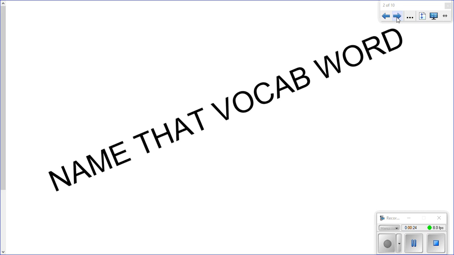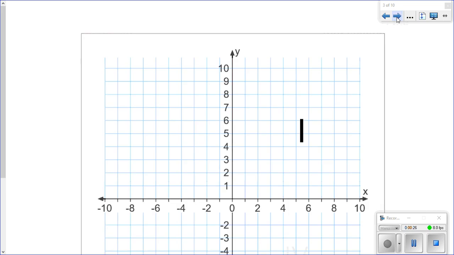Meet the vocab word. Man, I had fun with this. You got some vocab words, and we got lots of parts of a graph. So this unit we're getting started into the graphs, okay?